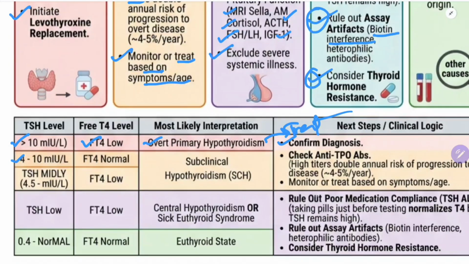Now, second case is TSH is increased but less than 10. FT4 is normal, so it is subclinical hypothyroidism. In this case, you should check anti-TPO antibodies and monitor or treat based on symptoms or age.